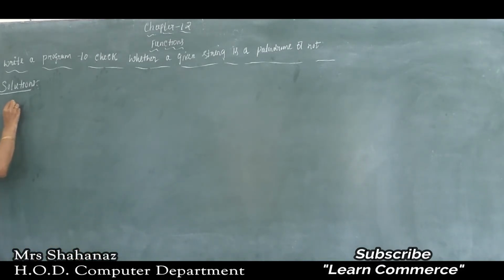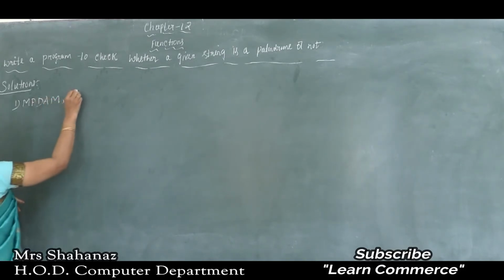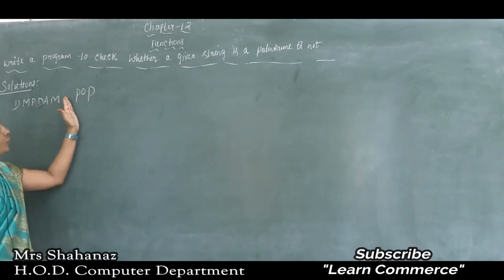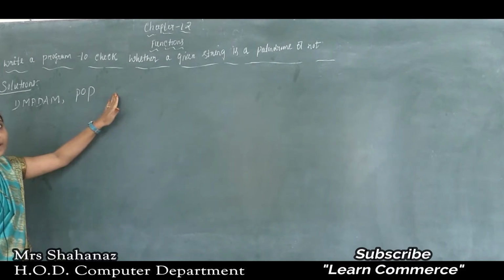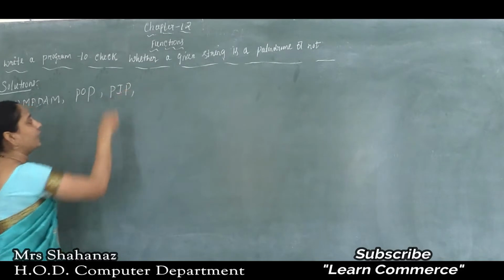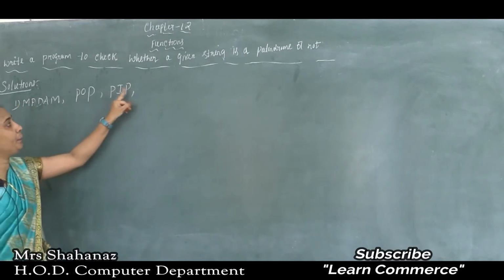Some examples we can say are madam. Clear this point here? The first example is madam. When you start from the left, MADAM. When you start from the right, MADAM. That means this word is called a palindrome. The second example is pop, POP. When you start from the left or from the right, it is POP. The third example is pip, PIP. It is also a palindrome word.